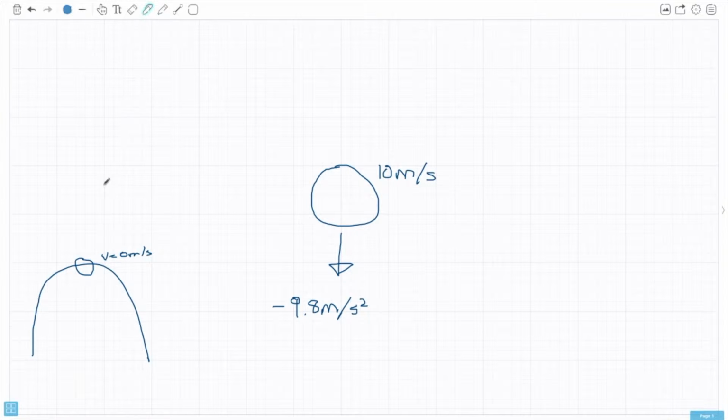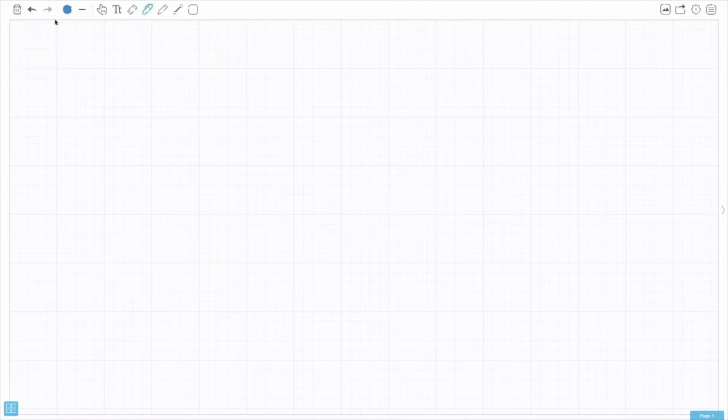To determine this, we have to do a bit of math. So first of all, we know that the ball's initial velocity is 10 meters per second. We also know that we want to find out when the ball will equal 0 meters per second. Finally, we know that gravity accelerates the ball downwards at negative 9.8 meters per second squared. Using these numbers here and a formula, we can determine when the ball will reach the top of its arc.